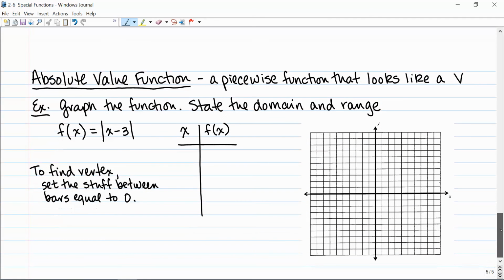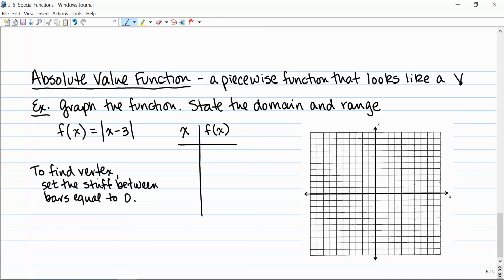And the last type of piecewise function we're going to take a look at is the absolute value function. And you may remember this from Algebra 1. It's a piecewise function that ends up looking like a V. So here we're going to graph the function and state the domain and range. So we have f of x equals the absolute value of x minus 3. Now remember, since this looks like a V, this point down here, we're going to call that the vertex. And I would like to find what that value is so that I can choose some values to the left and some values to the right, so that when I graph it, it does indeed look like a V.